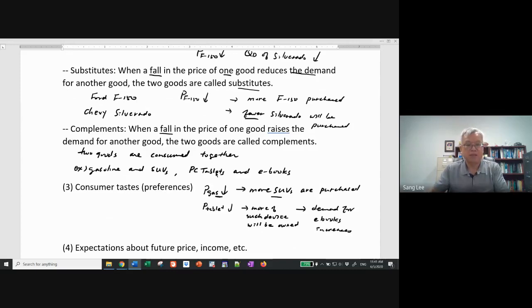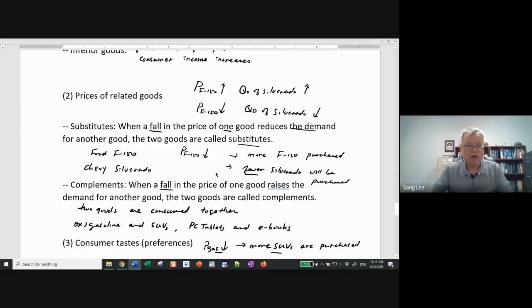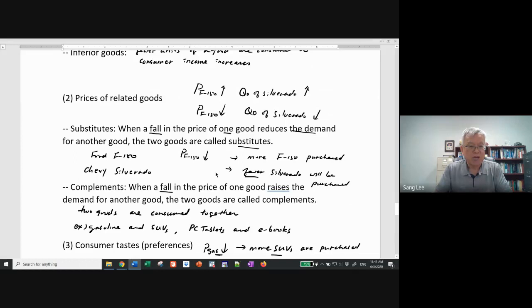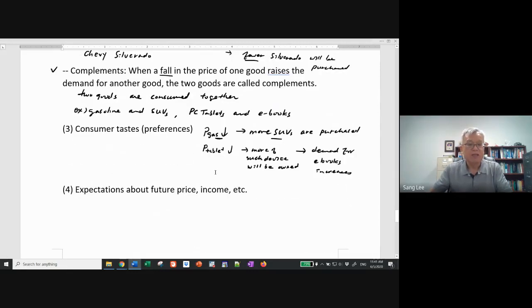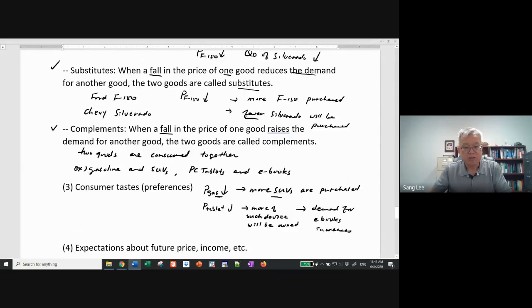So that's a complement. A lot of students find these two concepts, the technical definition of a substitute and the technical definition of a complement, difficult. But if you read the definition very carefully, it's not that bad. Now let me back up a little bit before we discuss the remaining portion.